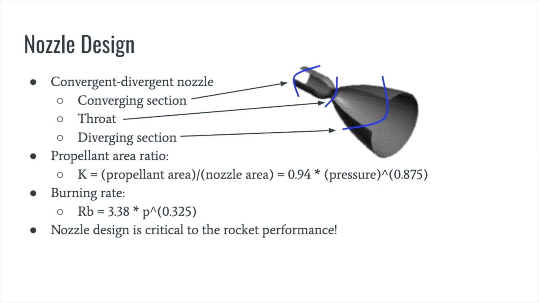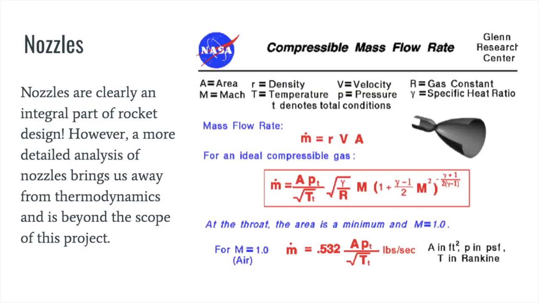The propellant area ratio shows the relationship between the area of the propellant, the area of the nozzle, and the pressure inside the combustion chamber. As you can see from this equation, as propellant area goes up or nozzle area goes down, pressure goes up. The rate of burning, which is the distance in meters burned normal to the burning surface per second, is related to the pressure inside the combustion chamber by the equation shown.